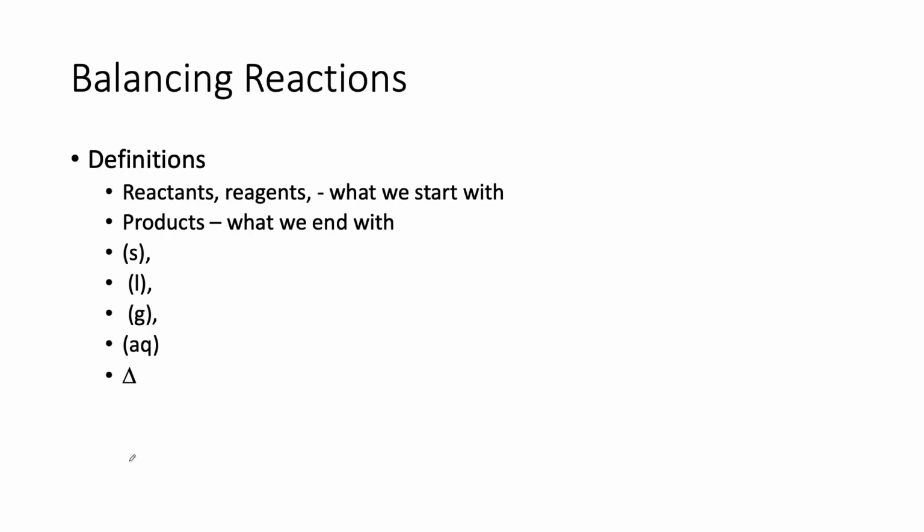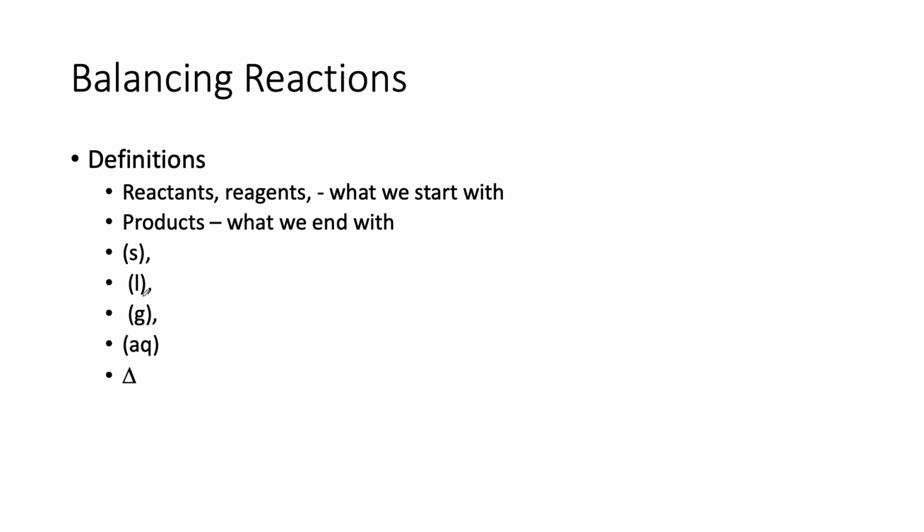So when we're looking at reactions, we've got several definitions that we need to know, and these are things that are attached to the reagents and products or reactants. So let's start with reactants. Reactants are the same thing as reagents. They both mean the same thing as stuff that we start with, and they're going to be on the left-hand side of the arrow. And products is what we end with. That's what we make.